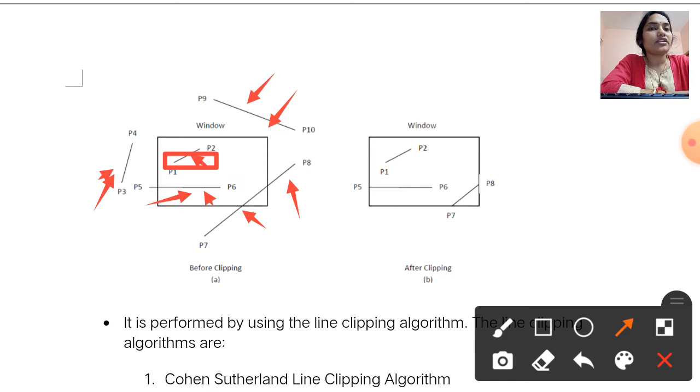So this figure is your before clipping figure. After clipping, the figure looks like this. That means P1, P2 lines are there, P5 and P6 lines are also there. The portion which is outside the window is discarded, and for the P7, P8 line, only the portion which is inside the window is displayed here and the rest of the portion is discarded. So before clipping the figure looks like this, and after clipping the figure looks like this.